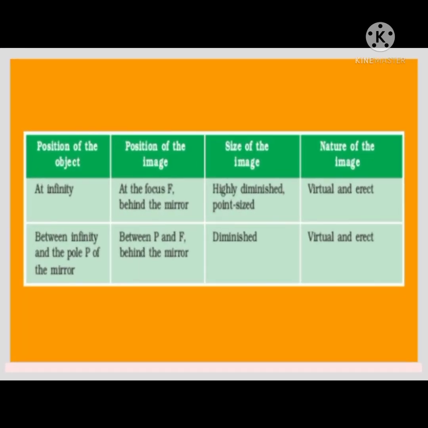In our first case, we place the object at infinity, and the second position is when the object is at a finite distance from the mirror. The ray diagrams for the formation of image by a convex mirror for these two positions of the object are shown in the given figure.